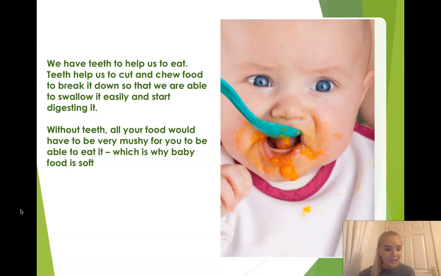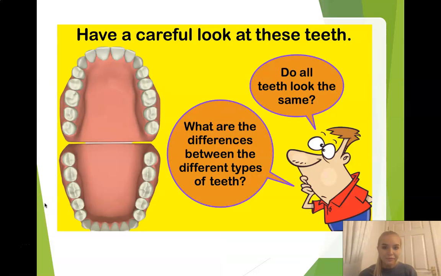If we didn't have teeth, we wouldn't be able to cut our food up, so our food would have to be mushed up into mush for us to be able to eat it. That is exactly why baby food is soft, because if you see in this picture, they don't have teeth, they have gums, so they have to eat soft food. So we need teeth to help us to eat.